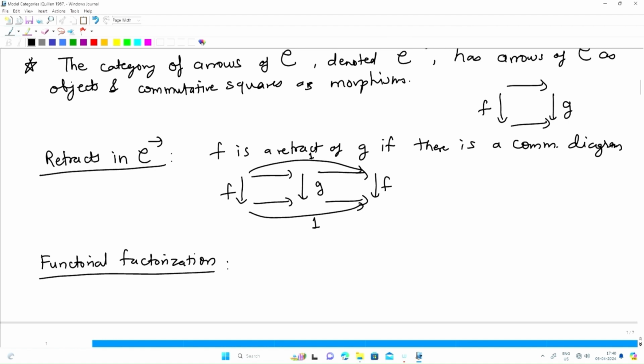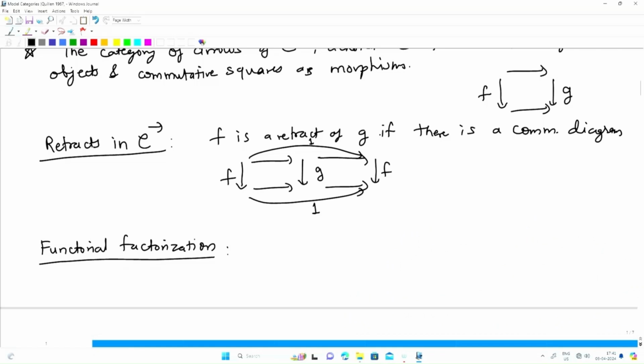No, I never said F and G are isomorphic. I just said F is a retract of G if there is a commutative diagram like this. This outer arrow from F to F is the identity. Yes, it is one-sided. So both the map from F to G is a split mono and the map from G to F is a split epi in the category of arrows, not the arrow category, because the arrow category is something different for us.